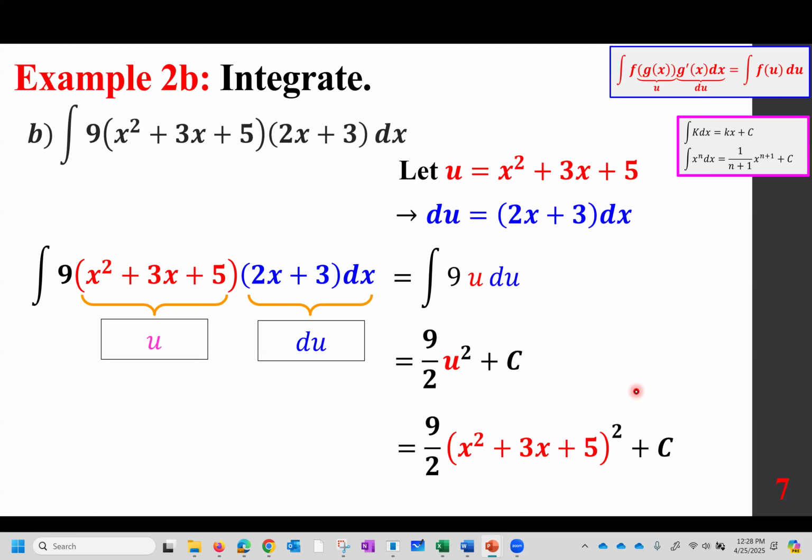So in short, if you have a bunch of polynomials, the more complicated one is a choice of u.